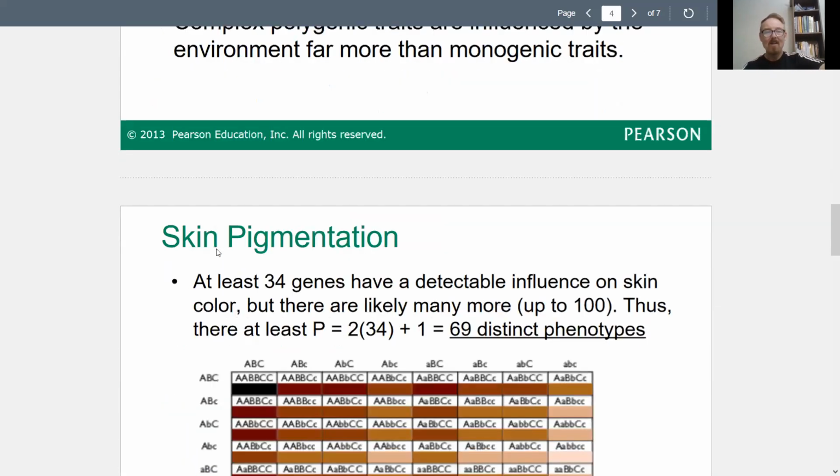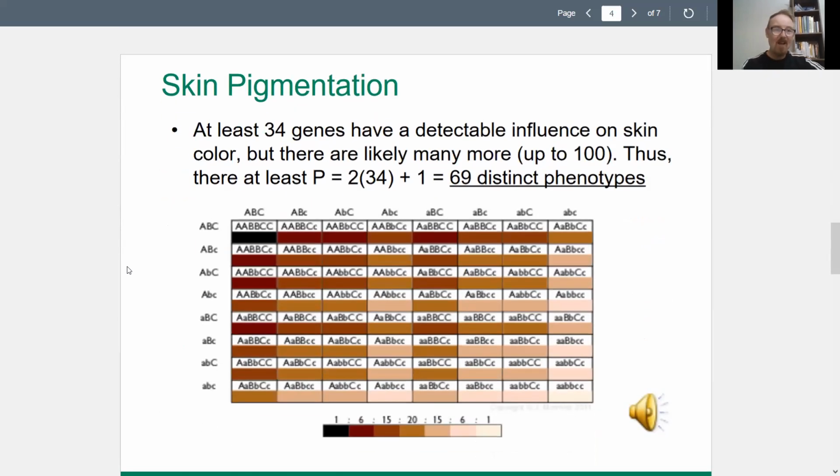All right. So skin pigmentation, a great polygenic trait. Look at it, 34 different genes have been detected to influence skin color. It might actually increase, and likely there's probably 100 that go into this, but 34 solidly. When we talk about that, look at the 34 we can put together and all the different genotypes that combine to create all the different phenotypes we have in skin. So there are at least 69 different phenotypes, or 69 different recognizable skin colors among human beings, which is interesting to think about.